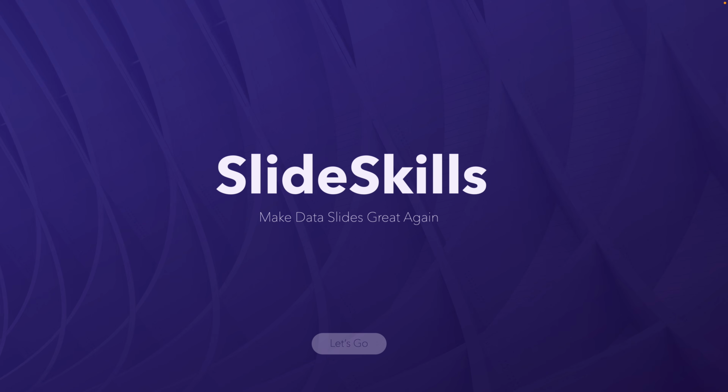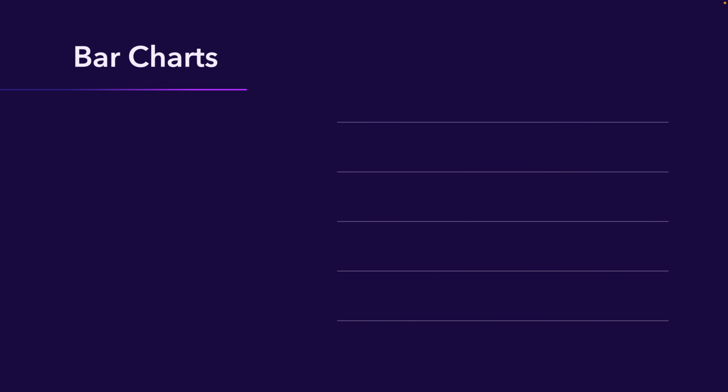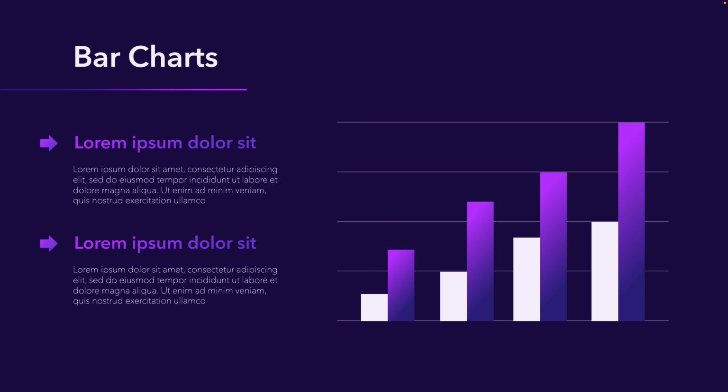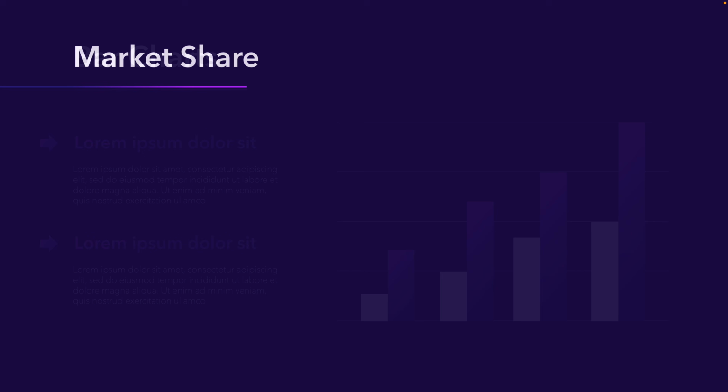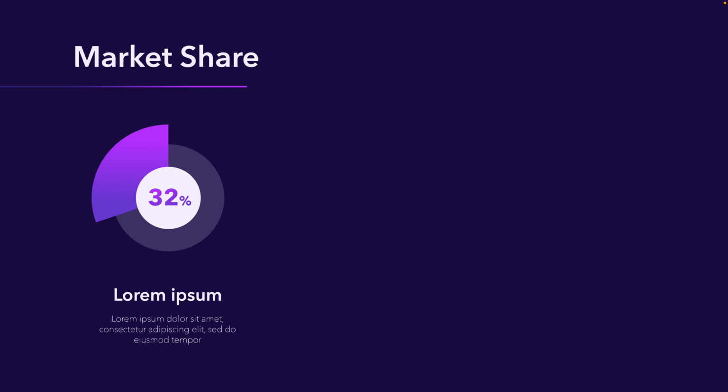In today's presentation, we're looking at an animated slide deck in PowerPoint to make data slides great again. The slide deck consists of 5 types of slides representing all different kinds of data. For example, the first one, we look at the bar charts, where we animate bar charts on the screen in a pretty cool way.